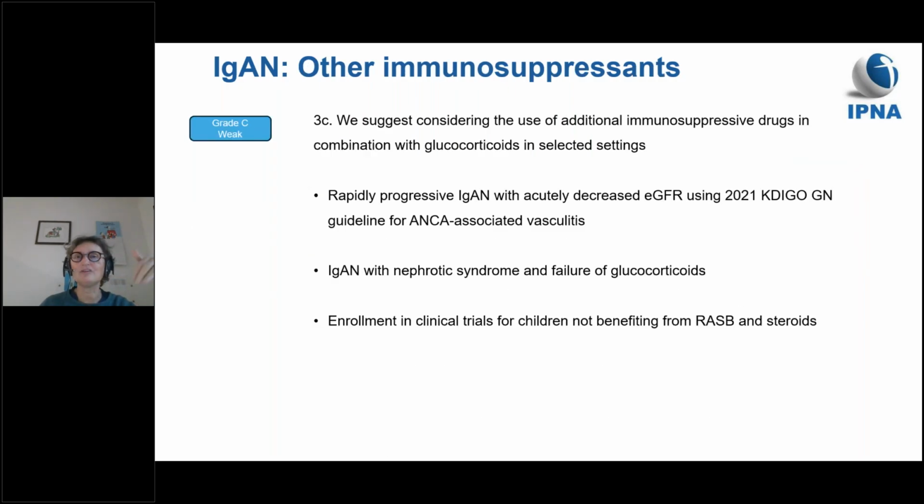We also suggested considering the use of additional immunosuppressive drugs in combination with glucocorticoids in some selected settings, which are rapidly progressive IgAN with acutely decreased eGFR, as is also stated in the 2021 KDIGO glomerular nephritis guideline for ANCA-associated vasculitis. So all forms of rapidly progressive glomerular nephritis, whether it be IgAN or something else, need to be treated in the same way with aggressive anti-proliferative and anti-inflammatory treatment. IgAN with nephrotic syndrome and failure of glucocorticoids. And we recognize the importance, and I'll mention this a little bit more further on, of enrollment in clinical trials for children not benefiting from RAS blockade and steroids.